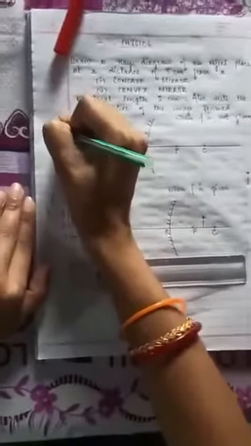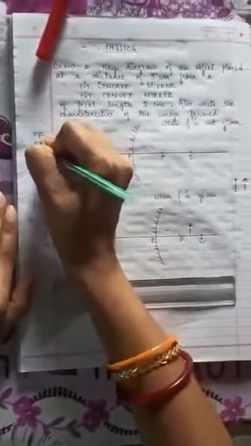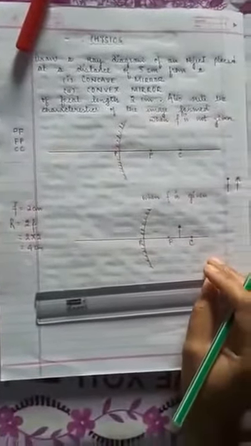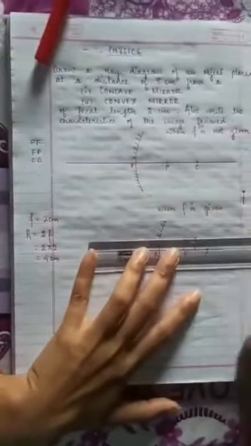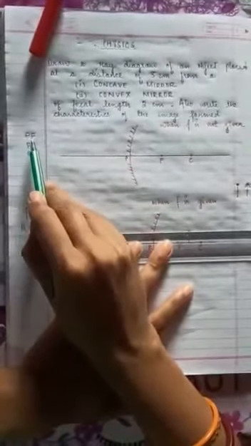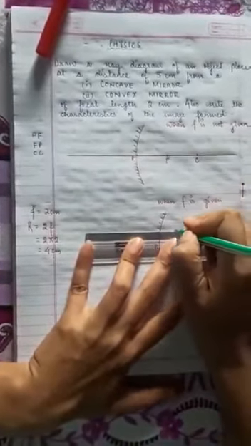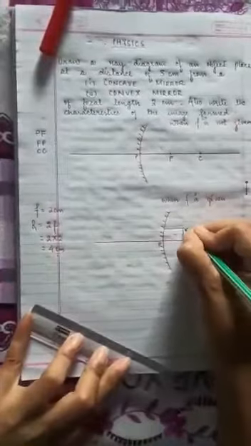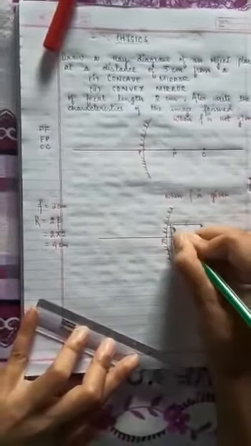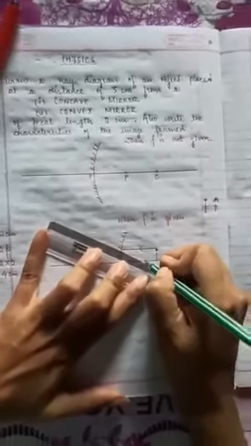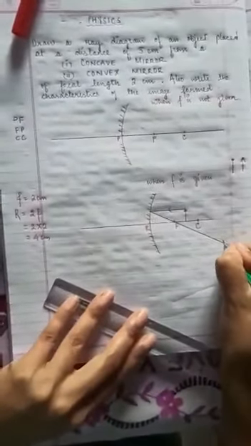Now you have to use your rules of ray diagram. The rule is PF, FP and CC. Any of these 3 rules can be used. The first rule says that a line passing parallel to the principal axis will pass through the focus. So from this point we draw one line which is parallel to the principal axis and hits the mirror. As it is parallel to the principal axis, it will reflect through the focus. You have seen? This is the reflected ray.